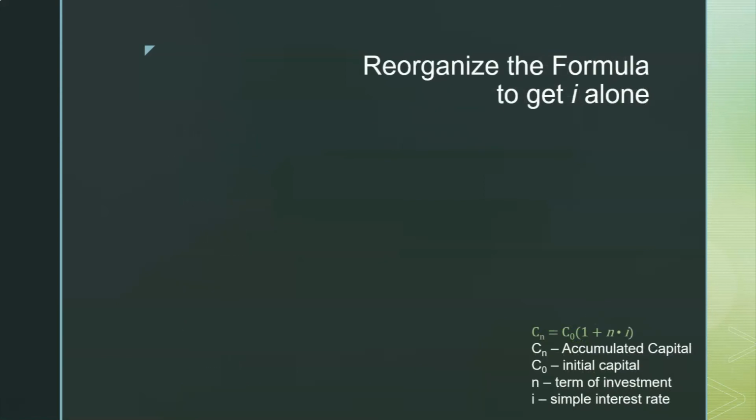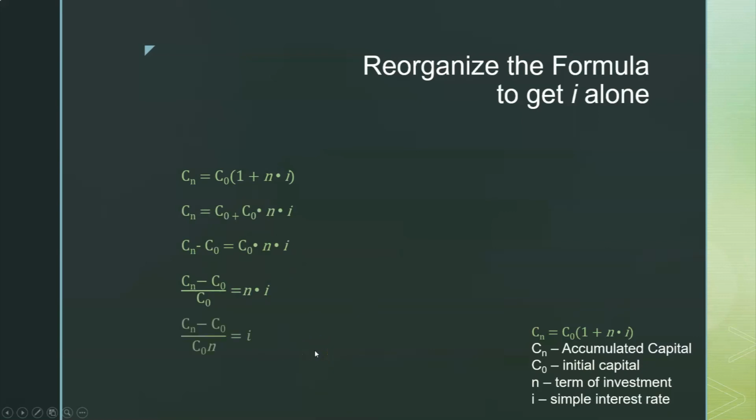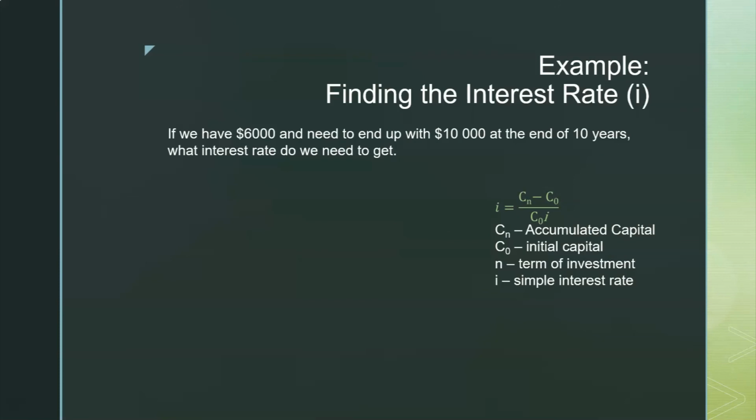We can do the same process to reorganize the formula to get i alone. It's essentially the same process that we went through to get n alone because n and i were multiplied together. If we have a $6,000 investment and need to end up with $10,000 at the end of 10 years, what interest rate do we need to get?